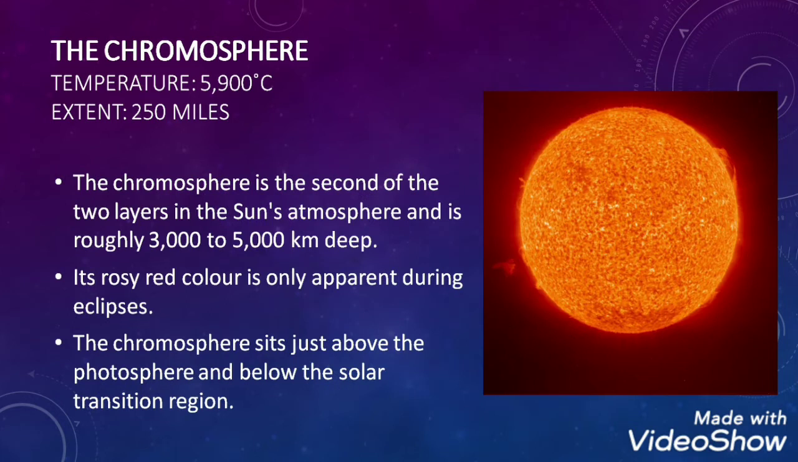The chromosphere, temperature 5900 degrees Celsius, extent 250 miles. The chromosphere is the second of the two layers in the sun's atmosphere and is roughly 3000 to 5000 km deep. Its rosy red color is only apparent during eclipses. The chromosphere sits just above the photosphere and below the solar transition region. So this is the chromosphere.